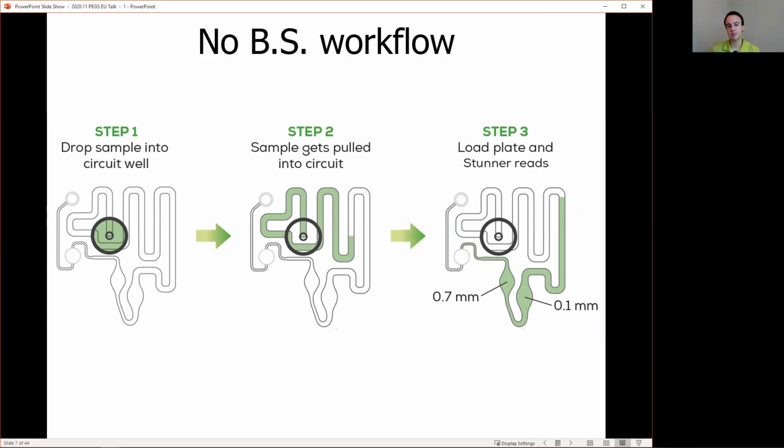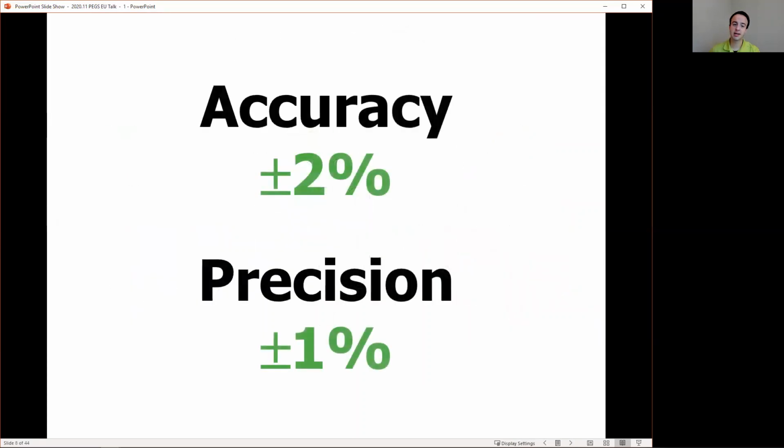The 2 different sized microcuvettes make the wide dynamic range possible. The 0.1 millimeter cuvette provides a short enough path length to enable high maximum detectable absorbance, while the 0.7 millimeter path length enables reads at low concentrations. And with that technology behind it, Stunner delivers amazing results. Accuracy within 2% and precision within 1% from 1 to 200 OD. Let's check out a few examples of exactly how great those results are.